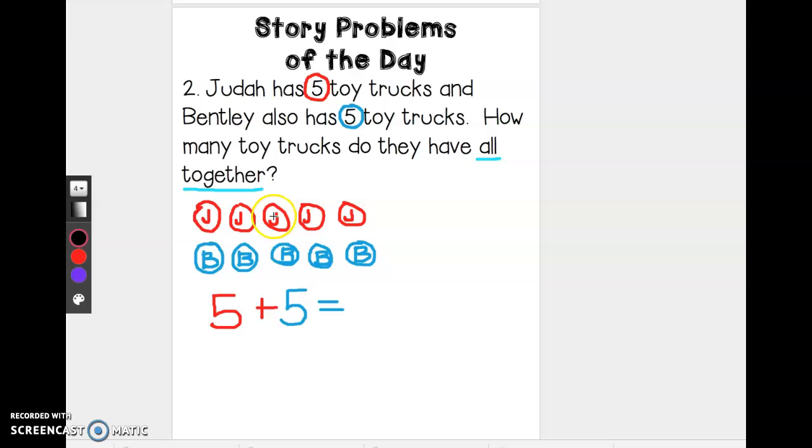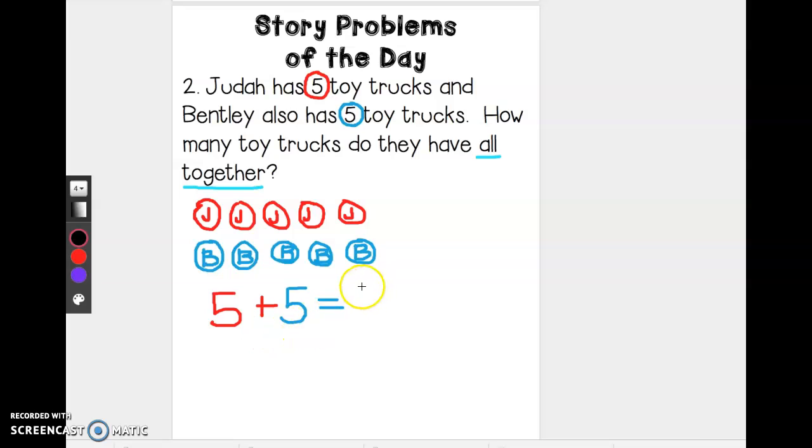1, 2, 3, 4, 5. Or I know Judah has 5. I could put 5 in my head and count on. 5, 6, 7, 8, 9, 10. So I know that 5 plus 5 equals 10 trucks all together.